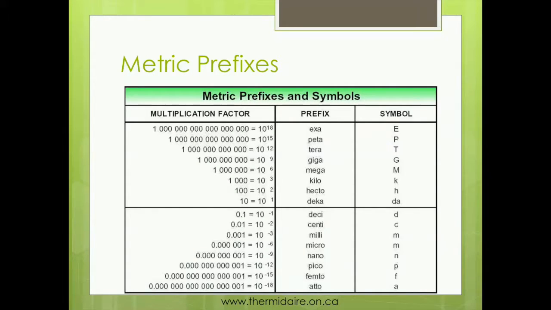Now let's look at the prefixes used in the metric system. You should be familiar with many of these. At the large end of prefixes, prefixes such as exa, peta, tera, giga, etc. are used for large quantities, such as memory storage, while small prefixes such as micro, nano, and pico describe things on the molecular or atomic level.